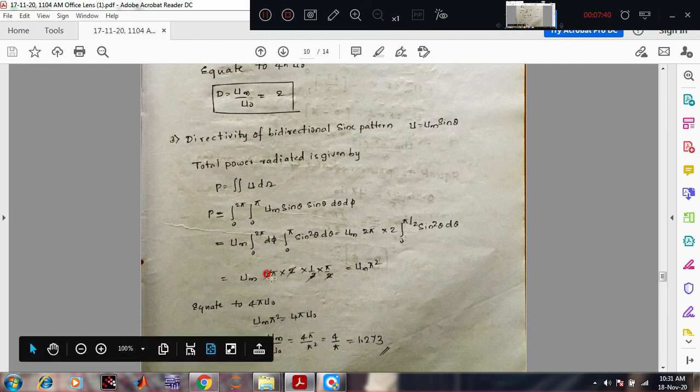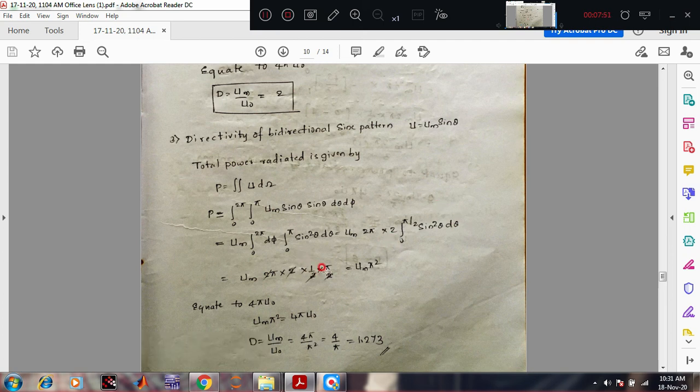So Um 2 pi as it is, 2 as it is, and the integration of 0 to pi by 2 sin square theta d theta will be 1 by 2 times pi by 2. This is by using the reduction formula.